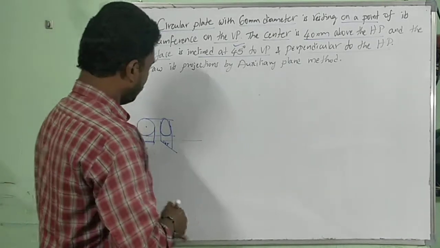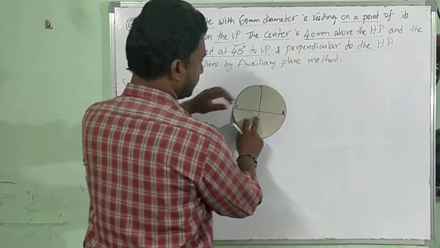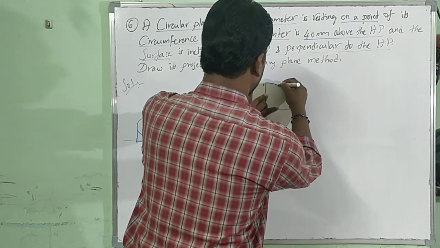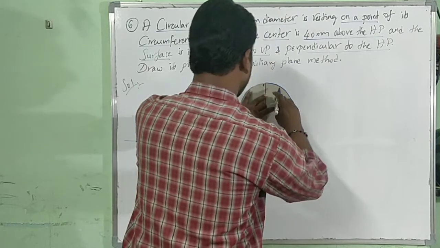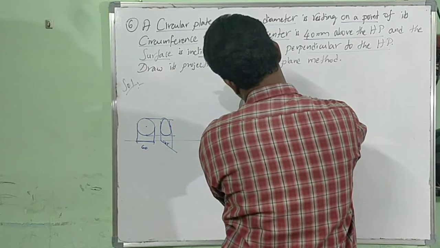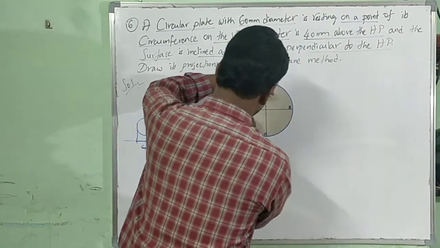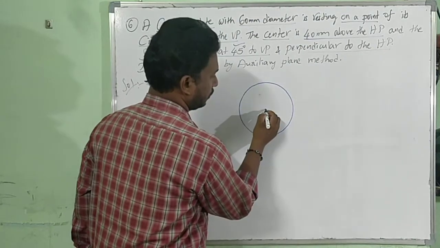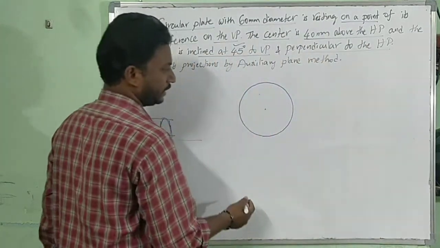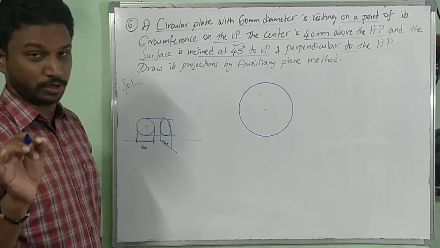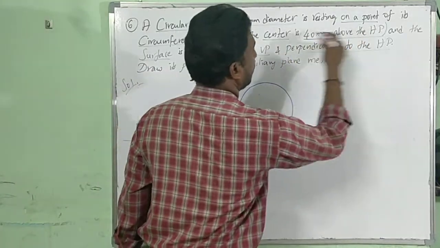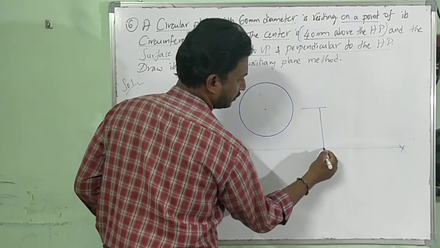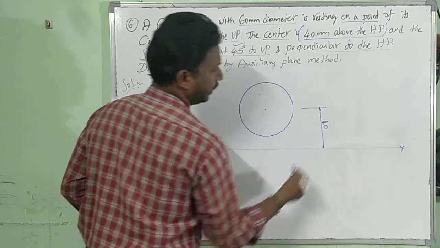Same here. Here also we are supposed to draw the XY line and front view. See how you can draw. I am doing the same circle. Circle center. When you draw the circle center, see, I have not drawn the XY line. First I have drawn the circle. You should understand this. Why? Because the center is 40 mm above HP. Now if I draw an XY line here, this center should be 40. That is the reason.